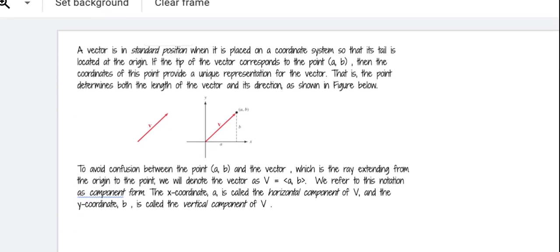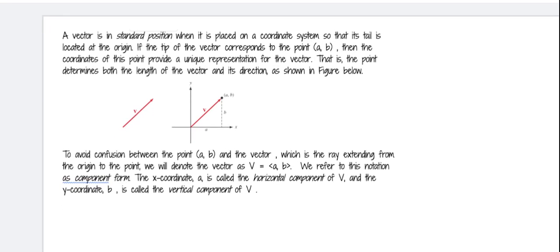But just to kick off with some definitions, some basic language. A vector is in standard position when it is placed on a coordinate system so that its tail is located at the origin. So it's basically going to work like an angle. You can put the tail of the vector at 0, 0. The tip of the vector corresponds to a point, just like we've done with all the other trig. So this point right here would define basically the direction and the magnitude of the vector. The magnitude, being the length of it, would represent the magnitude.